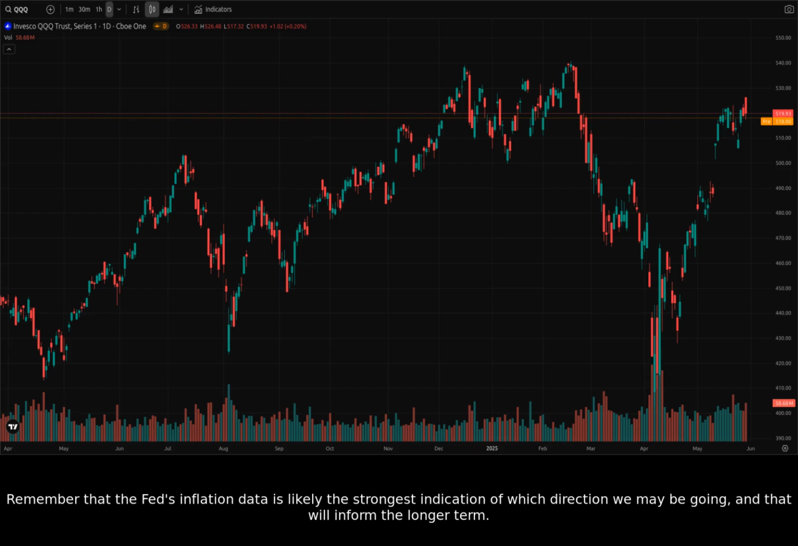Remember that the Fed's inflation data is likely the strongest indication of which direction we may be going, and that will inform the longer term.